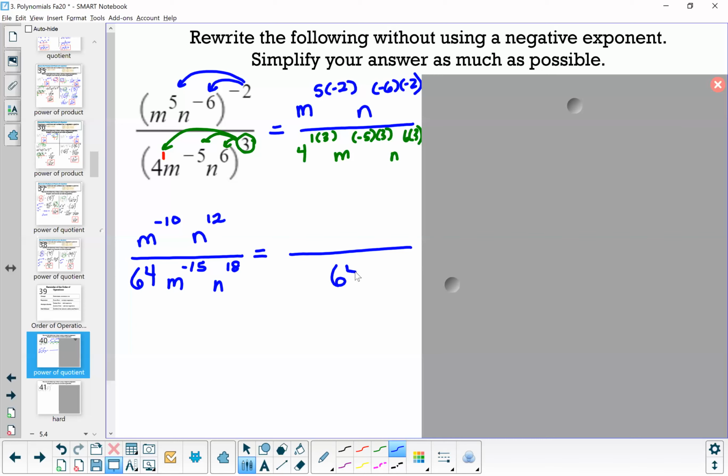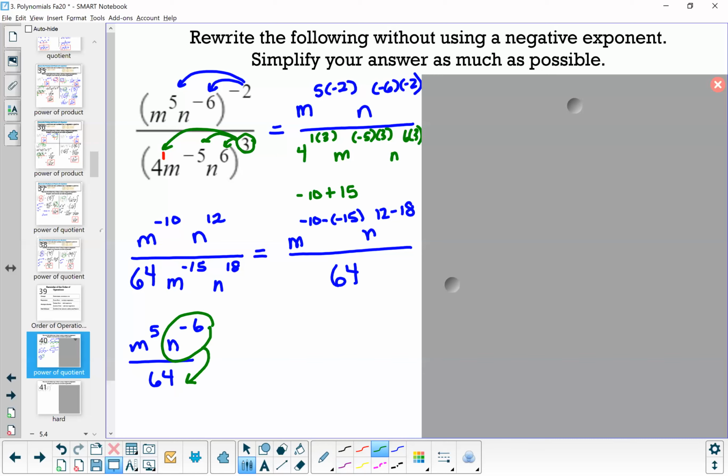So 64 is going to stay in the denominator. So we have m to the negative 10 minus negative 15. And we have n to the 12th minus 18. So that gives me, remember, the negative 10 plus 15. That's what we get for the exponents for m. So you have m to the fifth. And then 12 minus 18 is n to the negative 6 over 64. And then you want to take n to the negative 6 across the fraction bar so that we get m to the fifth over 64 n to the sixth.